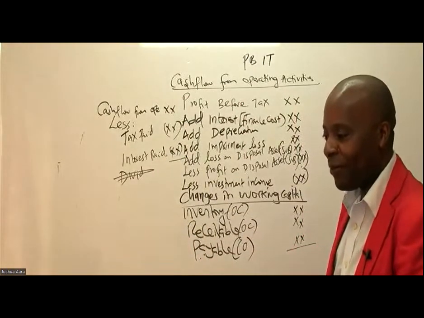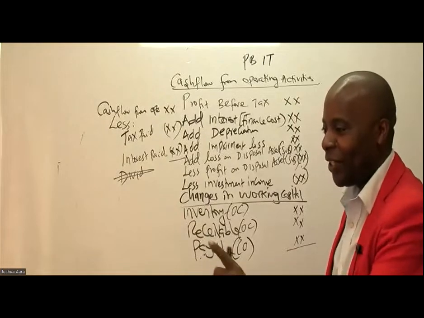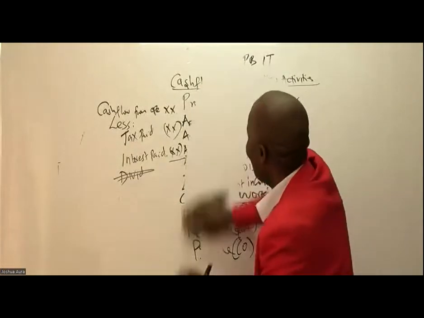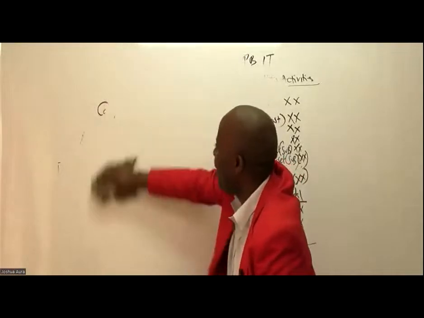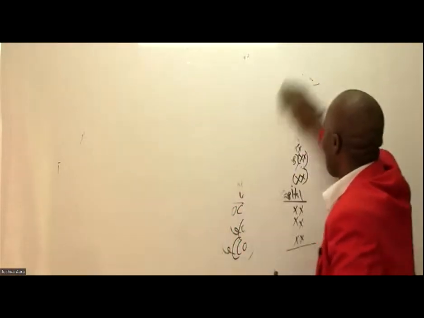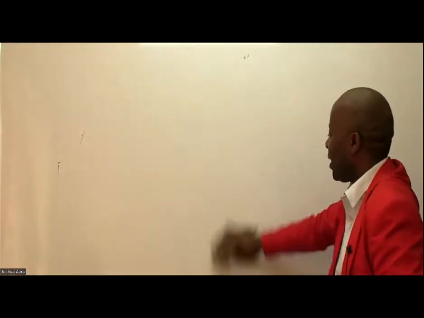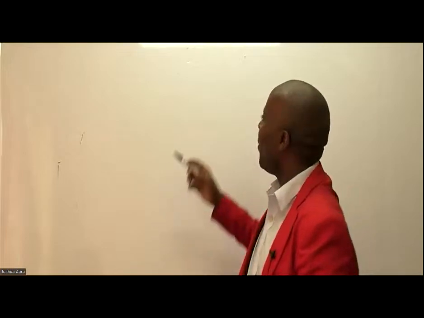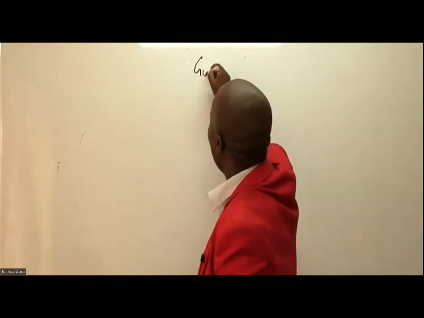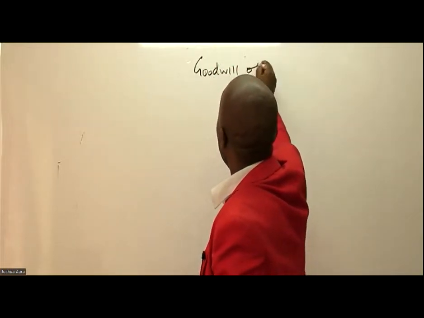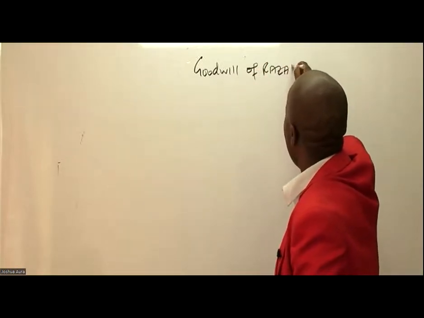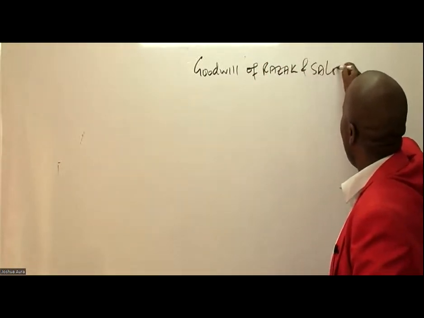Do I have enough time really to complete this question? Yes, because I'm only doing the operating statement, and then we'll agree about financing and investing. Great. So I would want to do goodwill of my 2 subsidiaries, goodwill of Razaki and Salama.